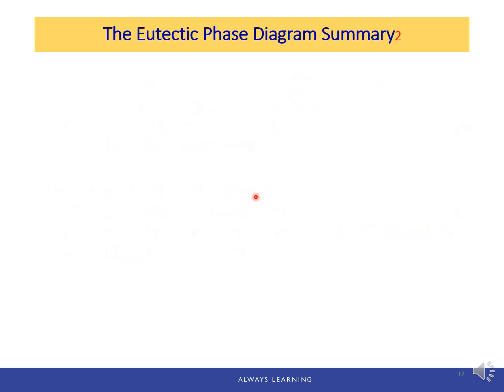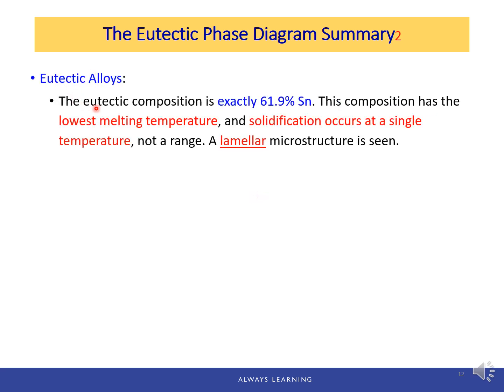Next, as we increase the tin composition, we will have a eutectic alloy. So the eutectic alloy has a fixed composition, which is exactly 61.9% of tin. And this composition has the lowest melting temperature, and this melting temperature is a constant value when solidification happens or when melting happens. So this is not a region of temperatures, but a single temperature. For eutectic composition, the microconstituent is the lamellae structure, which is plate-like alternating layers of alpha and beta phase.